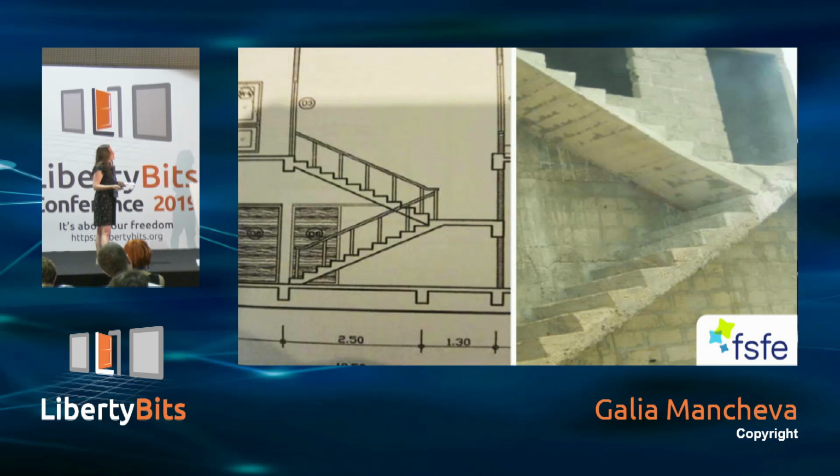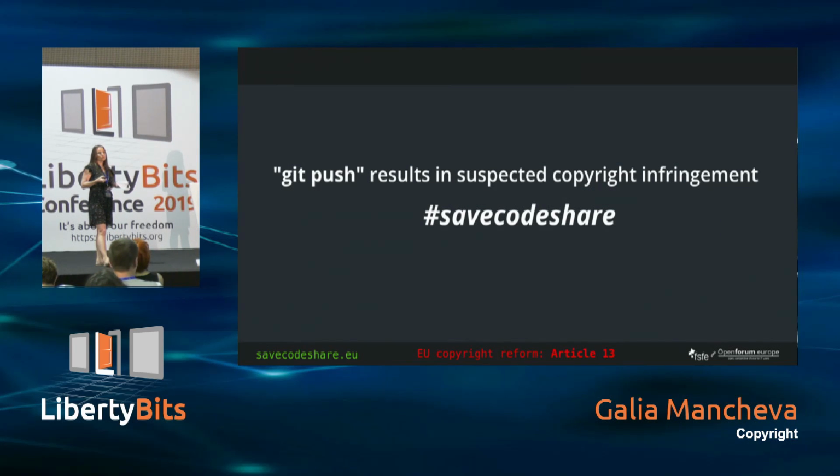Upload filters means that everything you're going to upload on the internet, for example, if you're going to upload a video on YouTube, YouTube is going to use an automatic filter that is going to tell you you are allowed or you're not allowed based on copyright infringement. This also means that while you are programming and you want to make a git push, you may get an error message because you can be violating copyright, and you wouldn't even know which one, what kind of copyright you're violating.